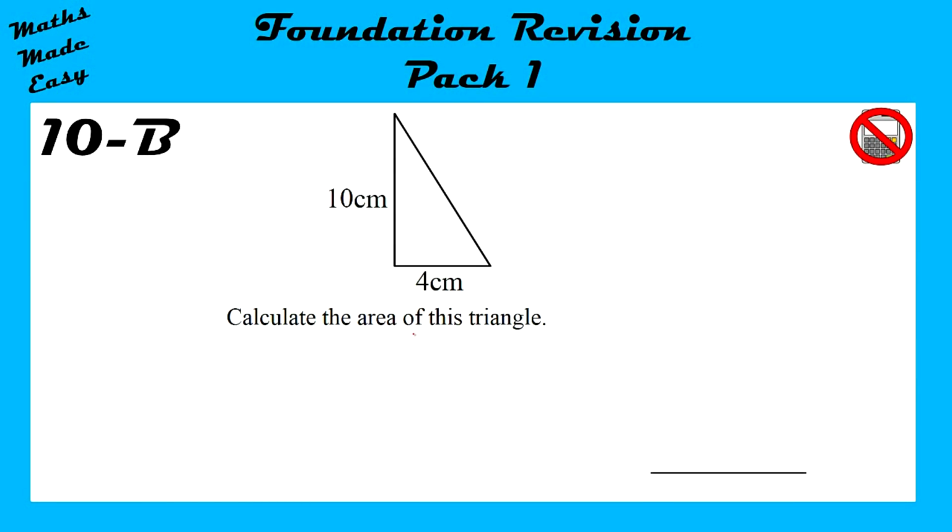Question 10b. Same as before, I'm going to calculate the area of this triangle by doing the base, which is 4, multiplied by the height 10, which gives me 40. Don't forget to divide it by 2. So 40 divided by 2 is 20 with correct units, centimeters squared.